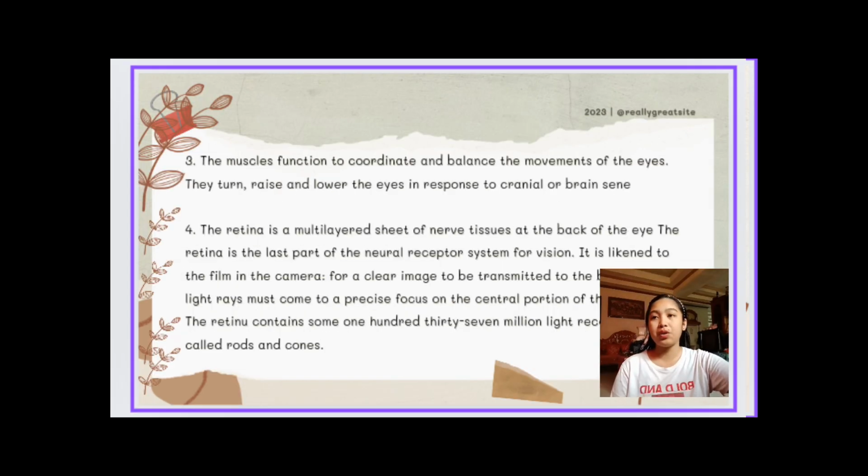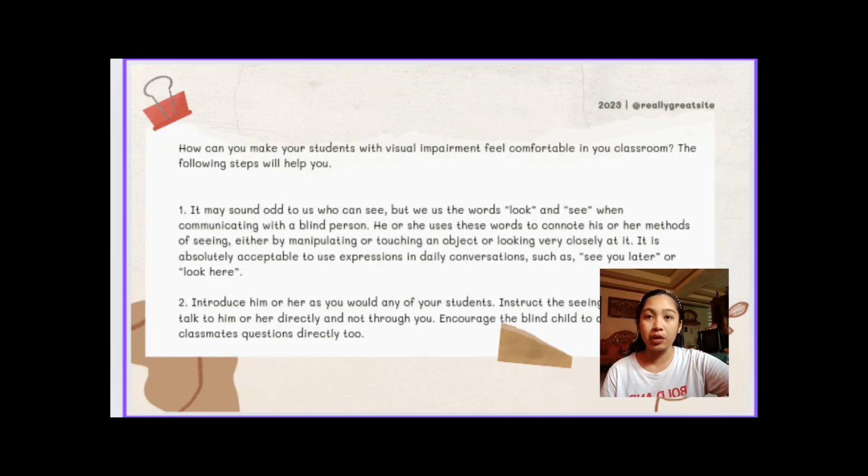So, how can you make your student with visual impairments feel comfortable in the classroom? The following 12 steps will help you. The first one may sound odd as to who can see, but we use the words look and see.